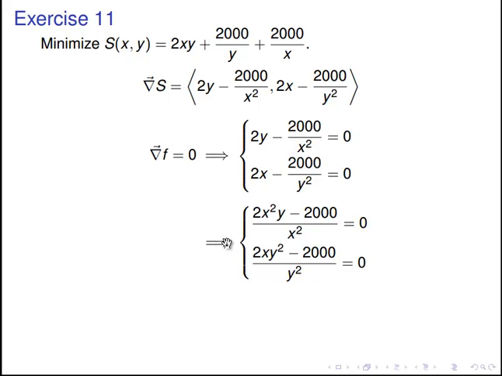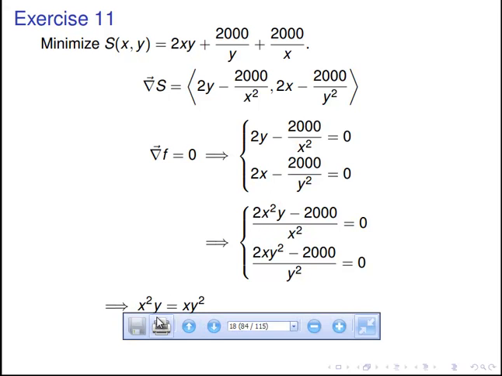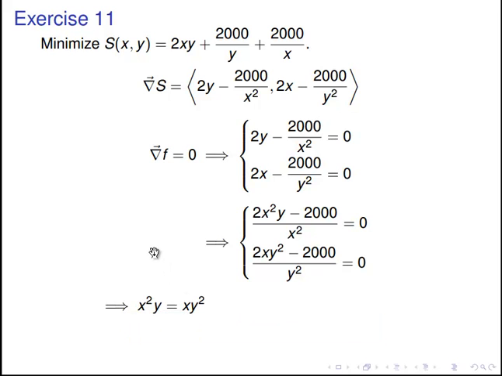So what will that give us? The top one tells us that 2x squared y minus 2,000 is 0, or if you like, 2x squared y is equal to 2,000. But the bottom one tells you that 2xy squared is equal to 2,000. So those 2 expressions have to be equal to each other. Get rid of the 2's, and you have that x squared y is equal to xy squared.